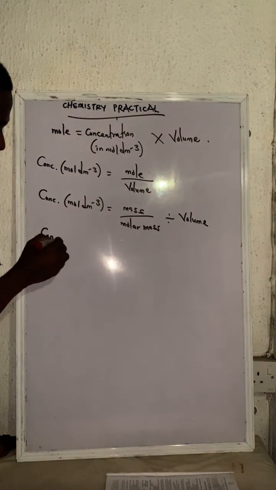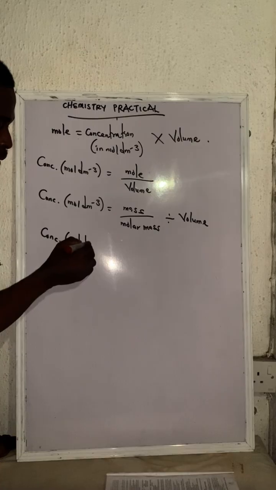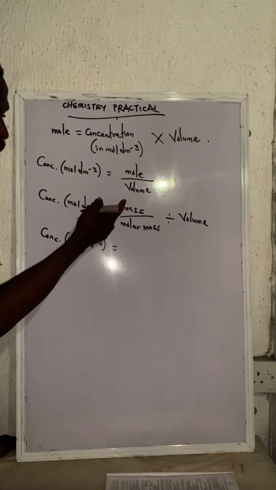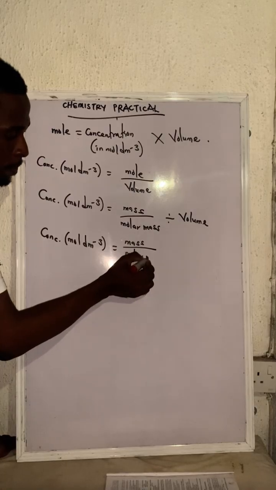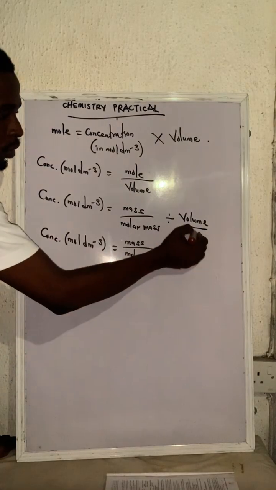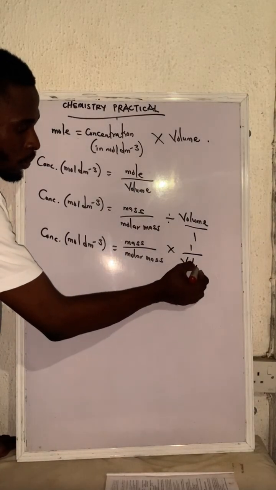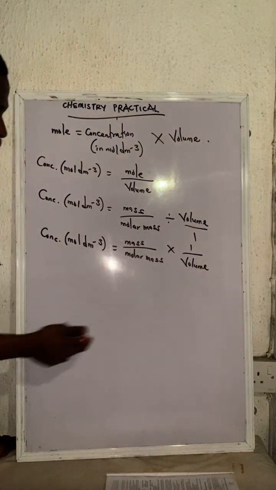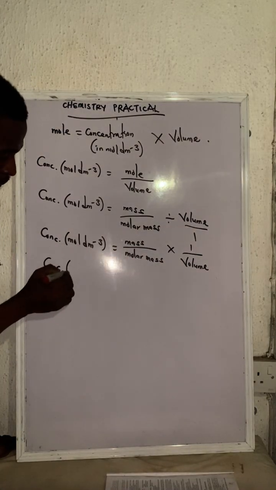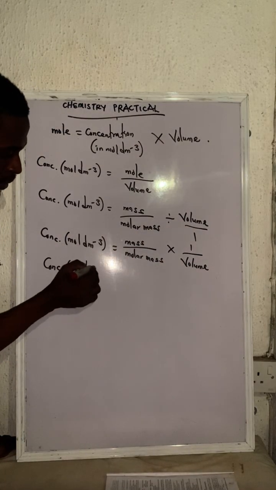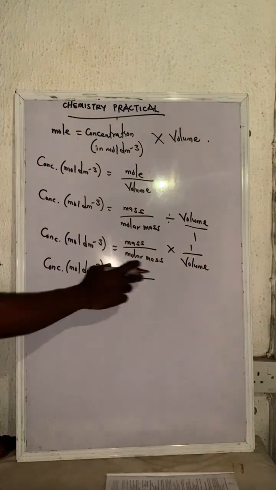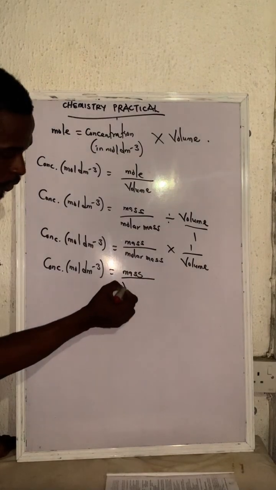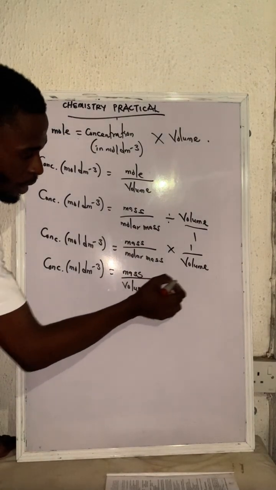So in this place I can say concentration in mole per dm³ equals mass over molar mass, times 1 over volume. So this means concentration in mole per dm³ is going to be equal to mass over volume times 1 over molar mass. Now I can switch this one here, which is mass over volume times 1 over molar mass.